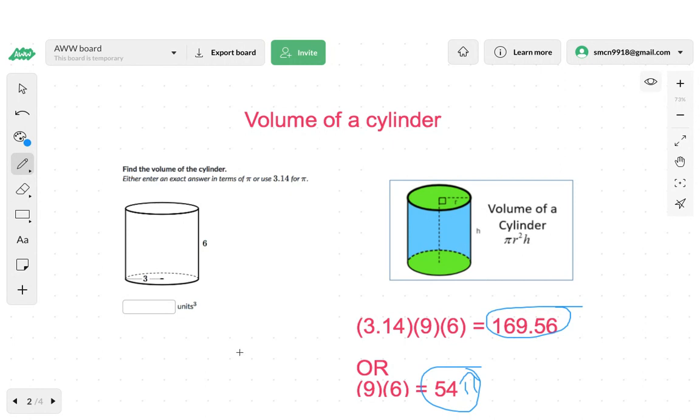All right, so first figure out, you could put 3.14, which is telling you what to use because it's part of the formula. Find your r, which is on the inside of the circle here, and then put in your h and multiply everything right into the calculator. Okay, so that's how you find the volume of a cylinder.